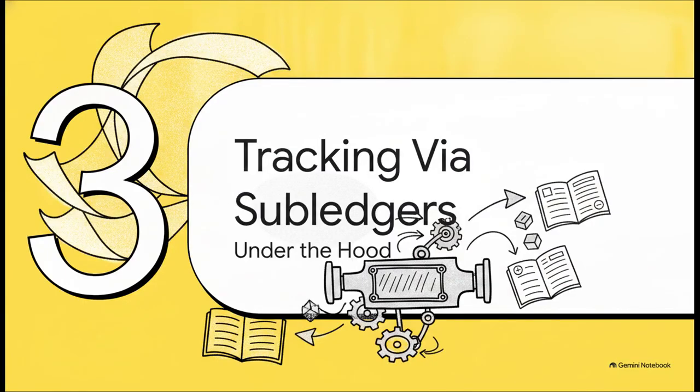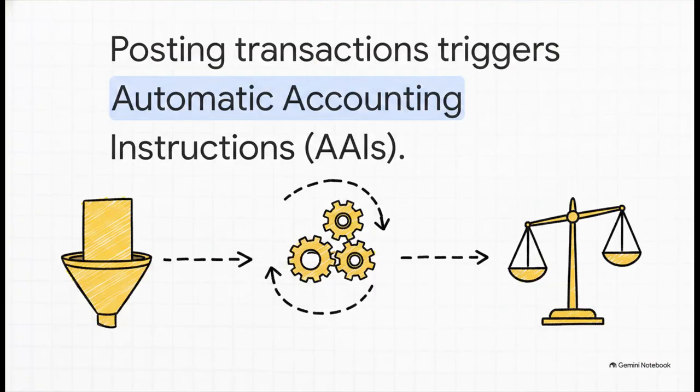Okay, let's peel back the layers in Section 3, tracking through subledgers, under the hood of JD Edwards. The real magic happens the moment you post transactions. Posting triggers your AAIs, or automatic accounting instructions. And interestingly enough, there are two specific AAI items built just for intercompany settlements. They act like invisible instructions, telling the software exactly how to balance the books based on whichever method you chose.